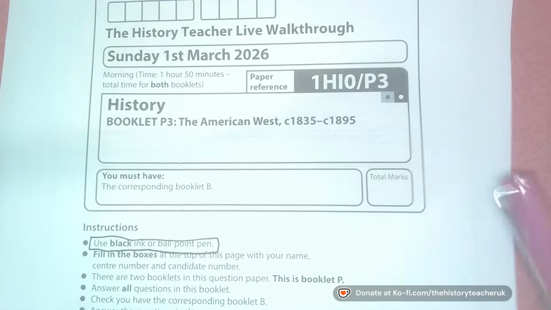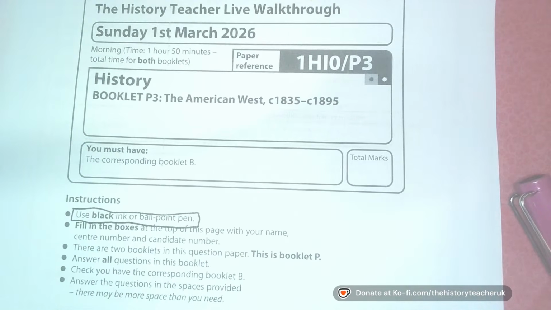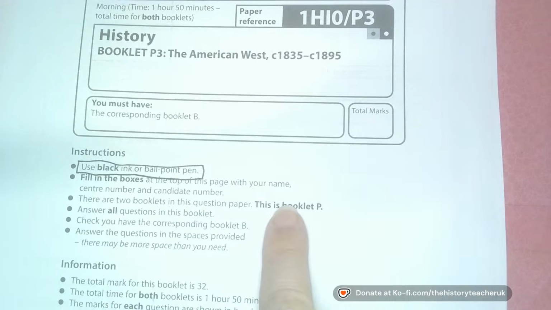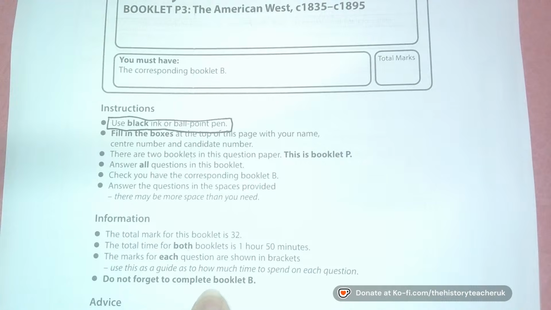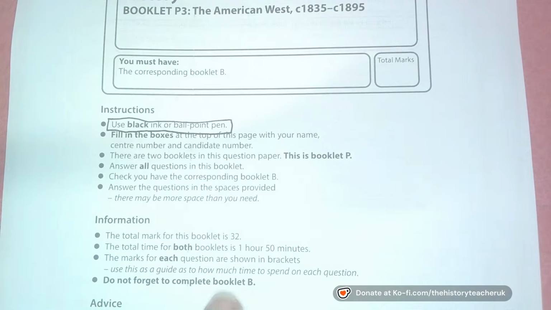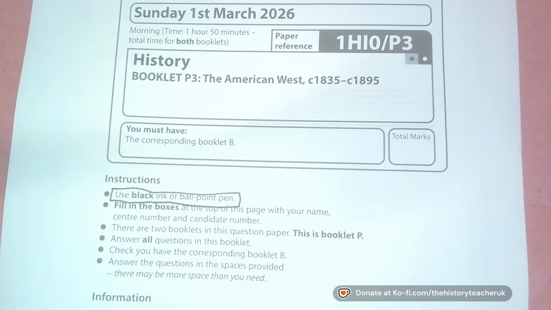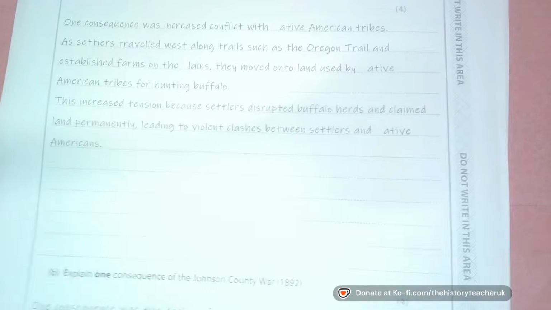So use black ink, and don't forget to put all your information on the front. It gives you lots of nice information. It tells you how to answer all your questions. It tells you that you've got an hour and 50 minutes, and it tells you not to forget that this is booklet P, and you need to complete booklet B as well. So booklet P is your American West, and booklet B is your British depth study. So let's move on from that.